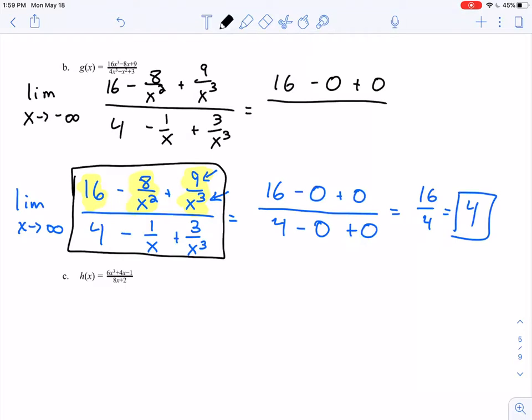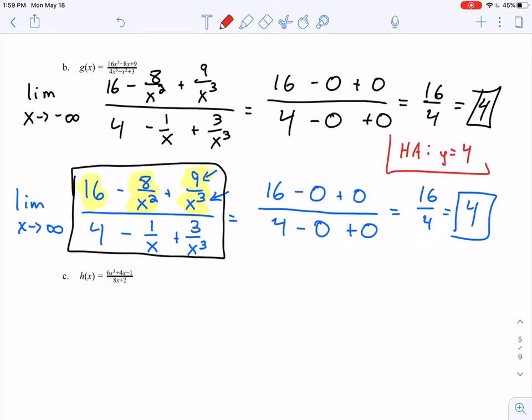In my denominator here, I've got 4, that's a constant, so that'll stay where it is. Minus 1 over x, that'll approach 0. 3 over x cubed, that approaches 0. 16 over 4, once again, I have 4 this time. And again, just the last part of this, if I want to talk about the horizontal asymptotes, I've got 4 for both, so I have a horizontal asymptote at y equals 4 then.